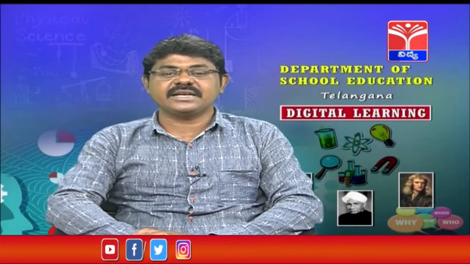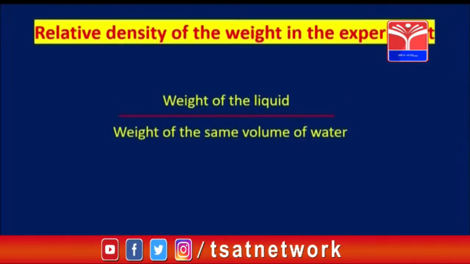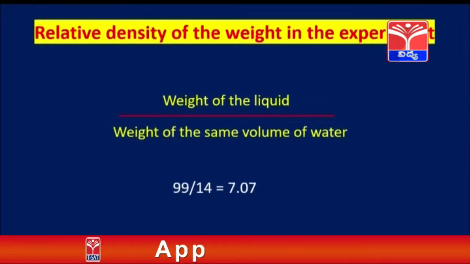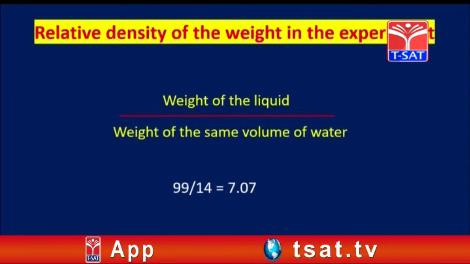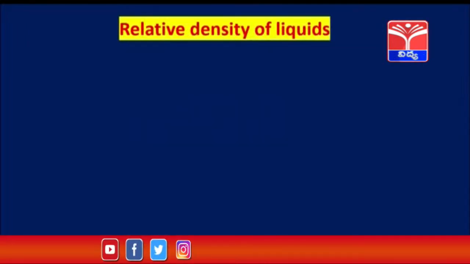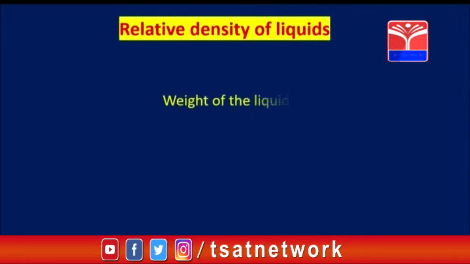This is the formula for the relative density of the liquid. So, 99 by 14, it is 7.07. This is the relative density of the iron weight, that we found in the previous activity. So, now the relative density of liquids.